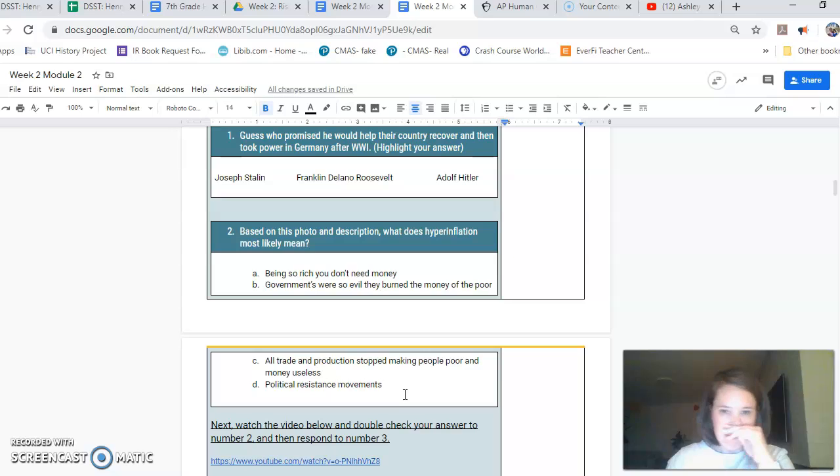Question number 2. Based on the photo and the description, what does hyperinflation most likely mean? Answer choice A, being so rich that you don't need money. Perhaps that's why he's burning it. Answer choice B, governments were so evil, they burned the money of the poor. Answer choice C, all trade and production stopped, making people poor and money useless. Or answer choice D, political resistance movements. What is the best one for the answer to what is hyperinflation?